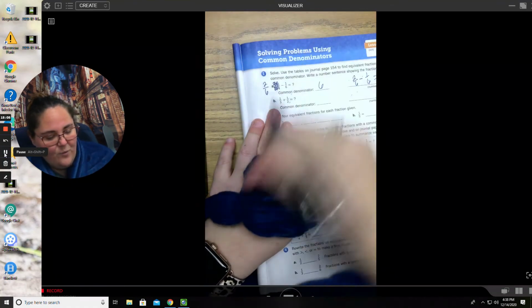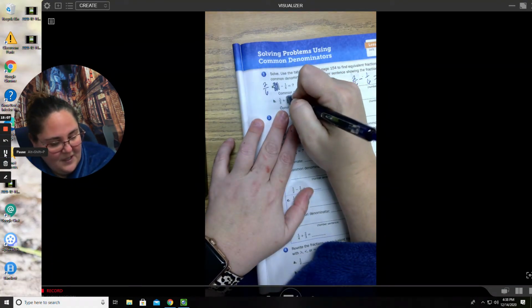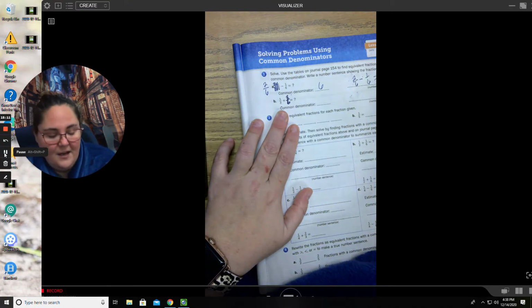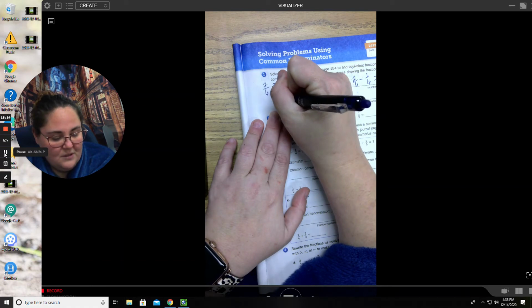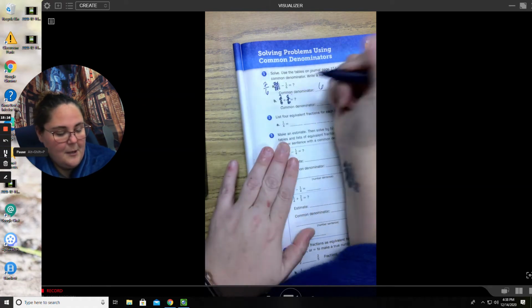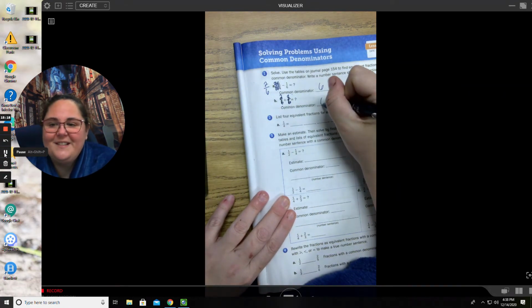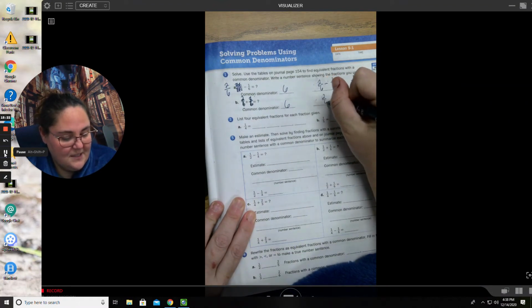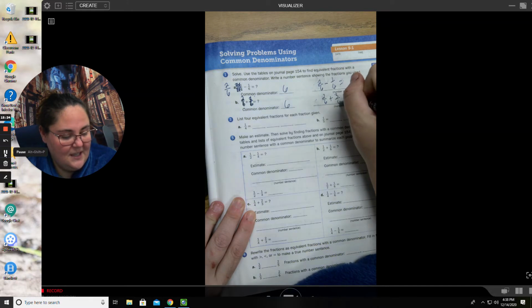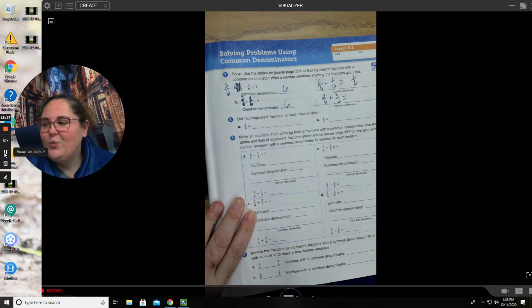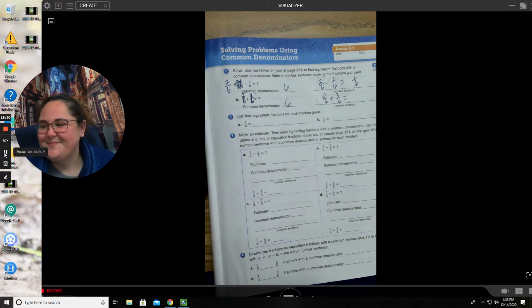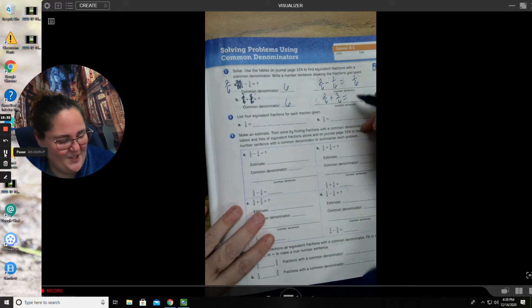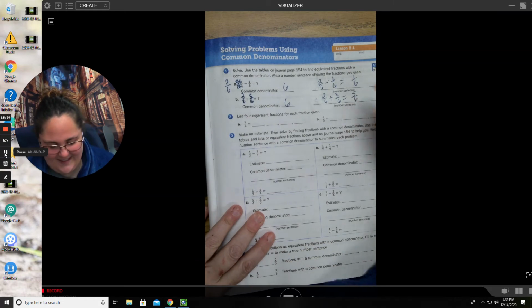So another name for 1/2 is 3/6. Another name for 1/3 is 2/6. My common denominator for this one will also be 6. 2/6 plus 3/6 equals what? What is 2/6 plus 3/6? Your answer for this one should have been 5/6.